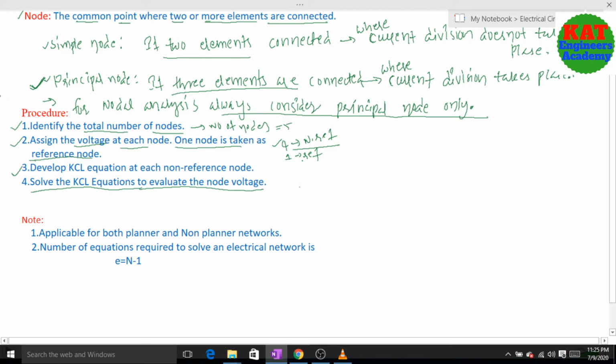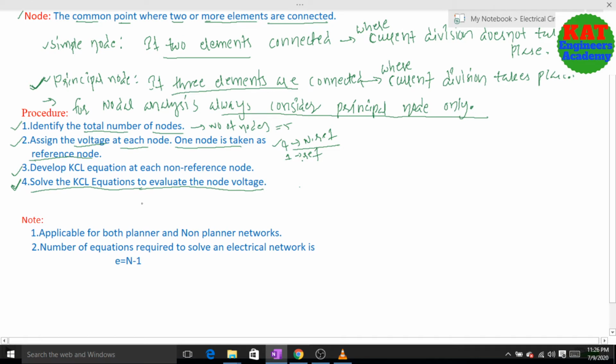First, you have to identify the total number of nodes. Second point, assign the voltages at each node; one node is taken as a reference node. Third point, develop KCL equations at each non-reference node. After developing the KCL equations, solve them to evaluate the nodal voltages. After evaluating the nodal voltages, finally we can determine the response in the given circuit.